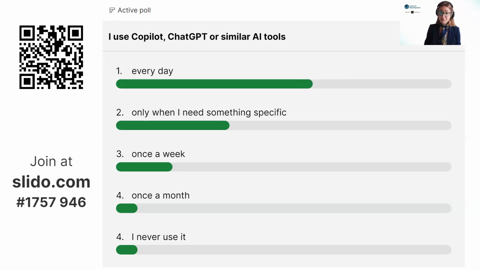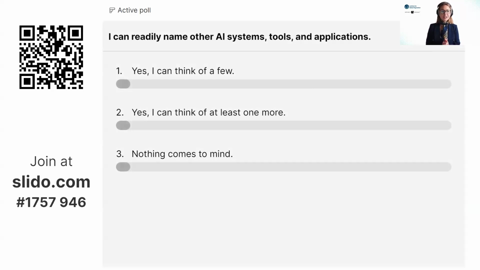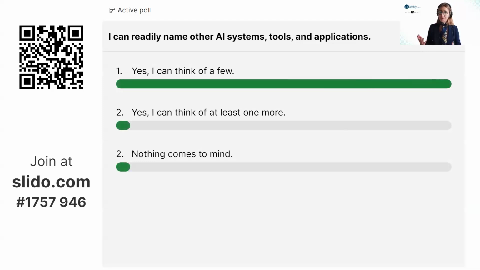But before that, I have two more questions for you. One: I can readily name other AI systems, tools, and applications. So not those that generate nice text and nice images, but I can also think of a few other ones that do completely different things.